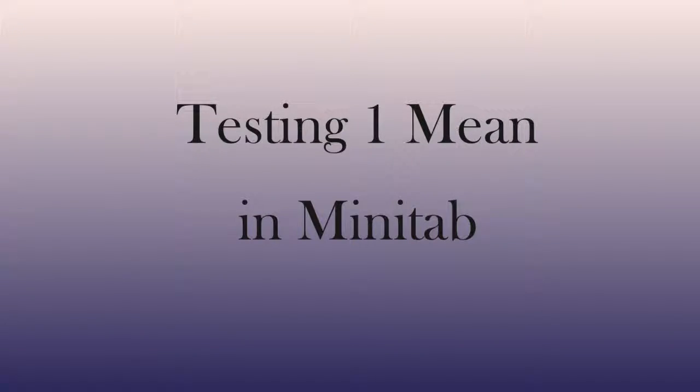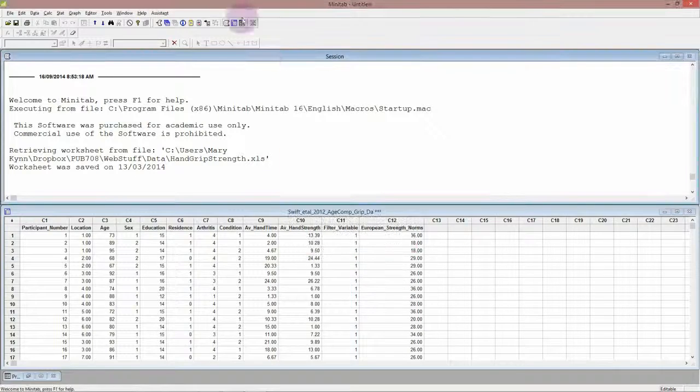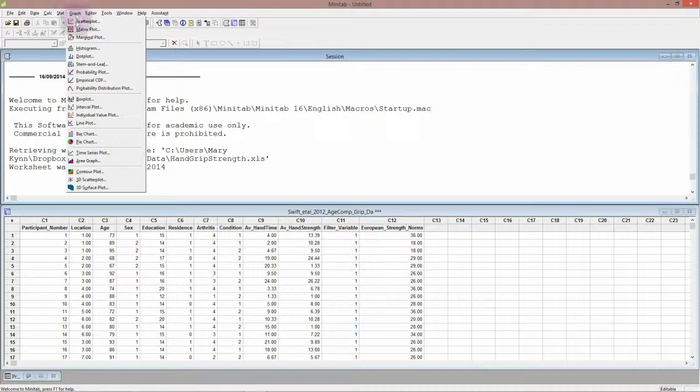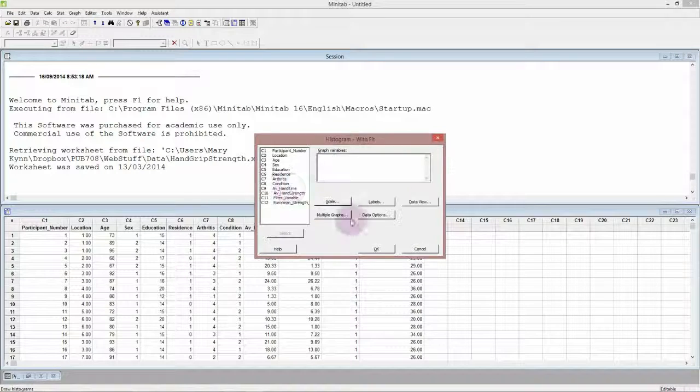I'm in Minitab and I'm looking at testing one mean with the hand grip strength data set. Before we do a test, let's look at the data. So if we go into graph and histogram, we'll just remind ourselves what this data looks like, and we've looked at this in a previous tutorial, I think. So we're going to do a histogram with a fit because we want to see if it's approximately normal.